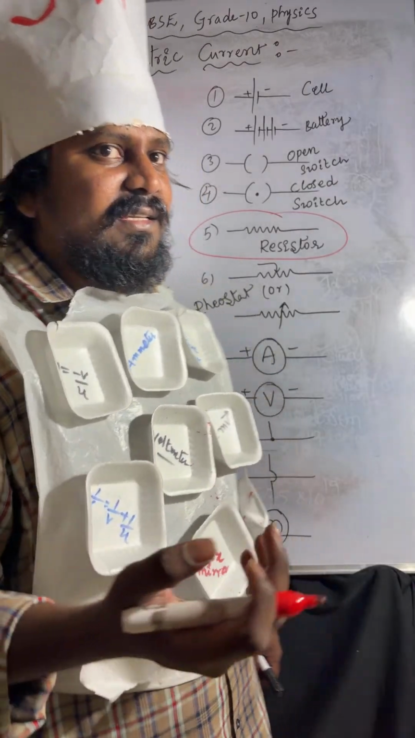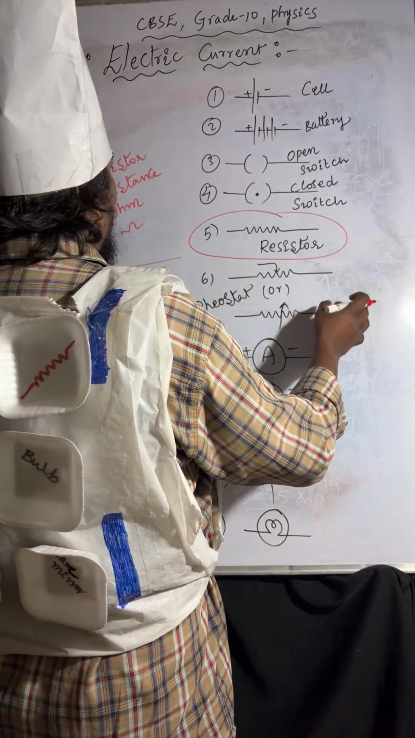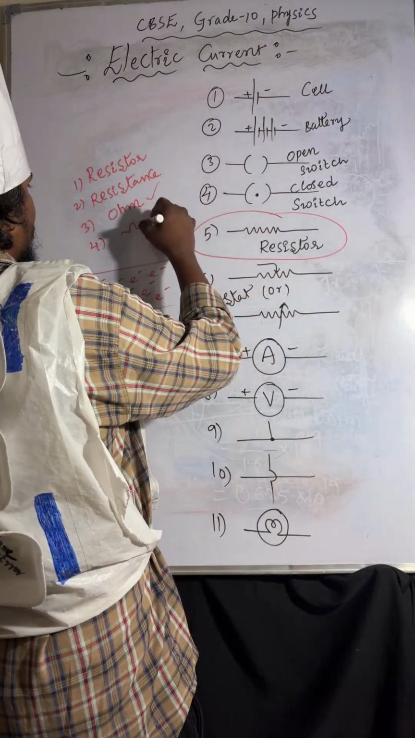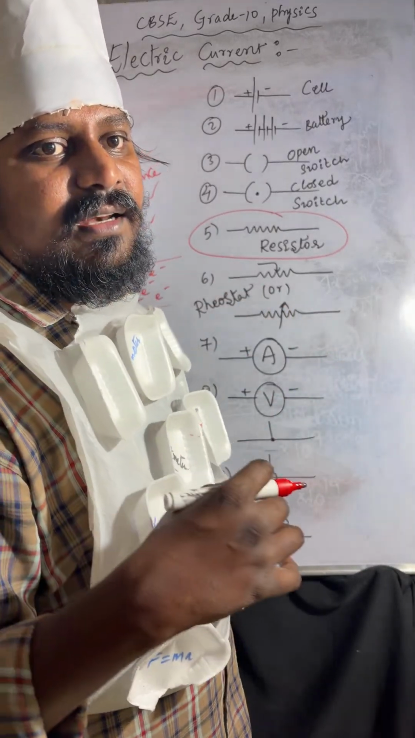Understood? Yes. Now, that is about resistance. And the SI unit of resistance is ohm. The symbol for resistance is that one. I hope it is very clear.